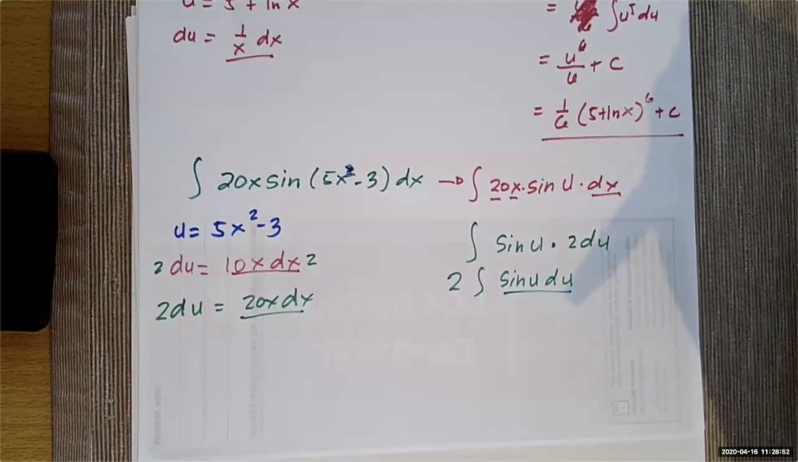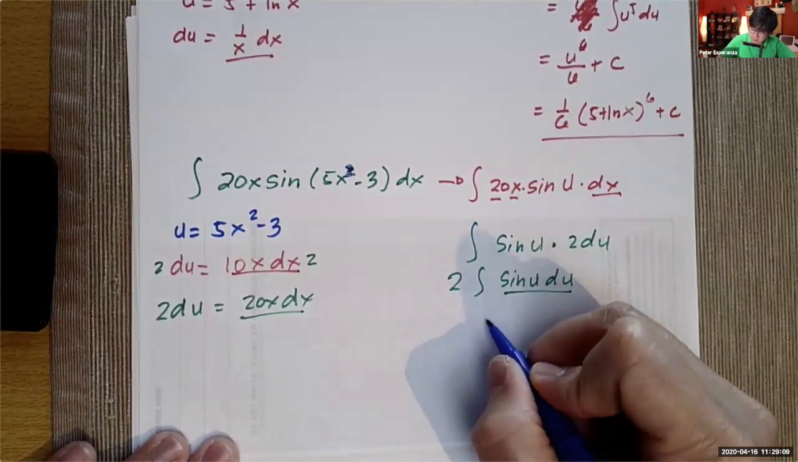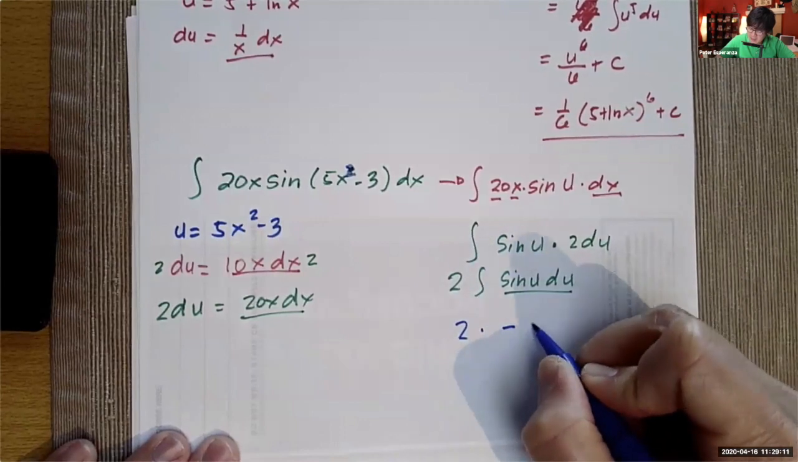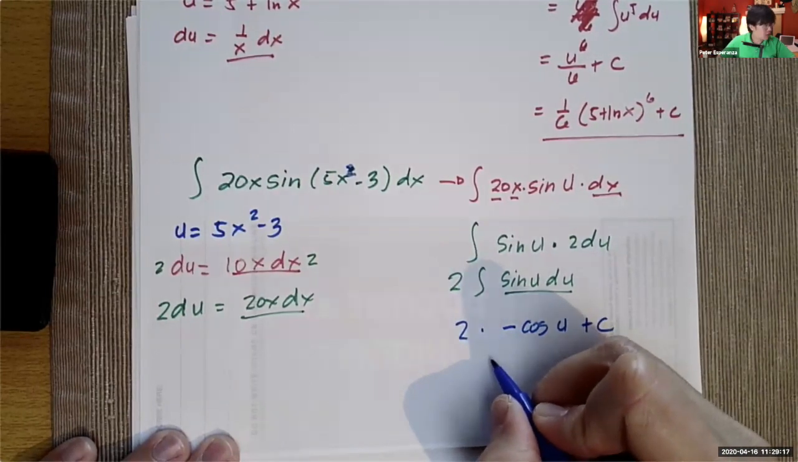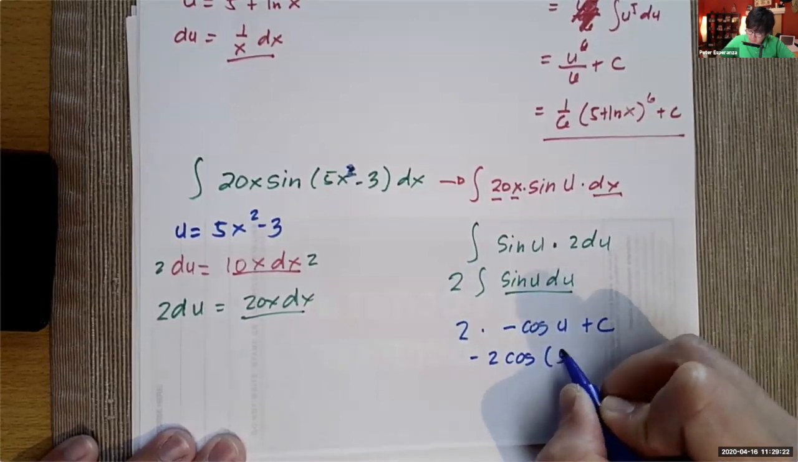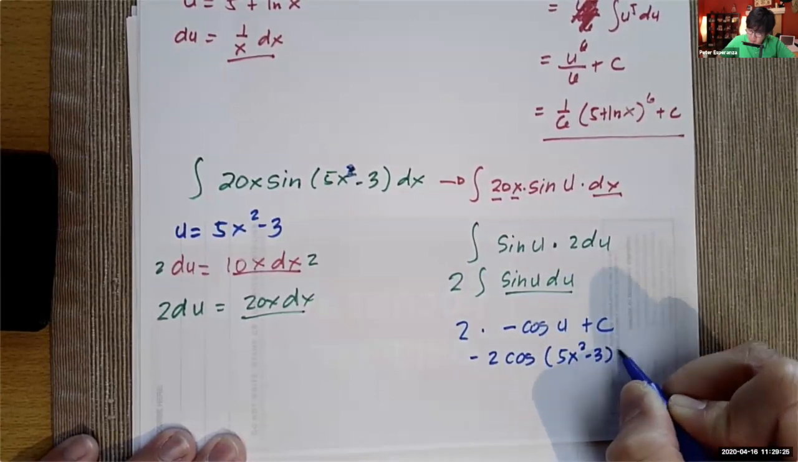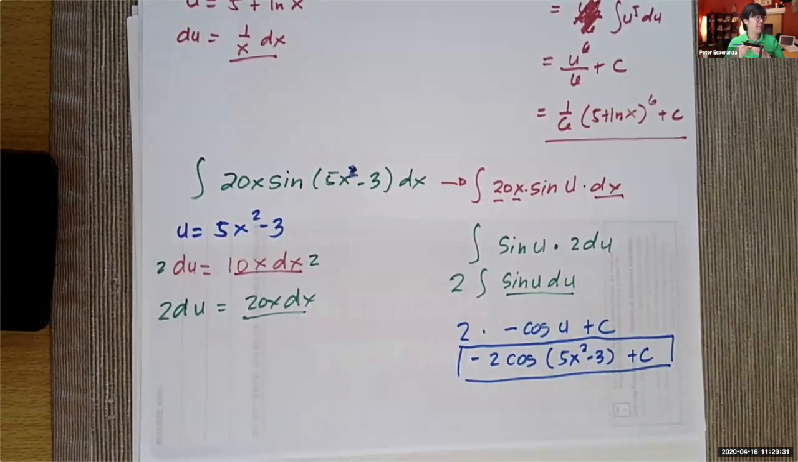It's negative, right? That's why I said Rebecca almost got it, because her answer is correct, but the sign is not correct. So that is important in calculus. Make sure that you know which one is negative and which one is positive, because in derivative and antiderivative, it switches. So this one should be 2 times negative cosine u plus c, right? So I'll have negative 2 cosine 5x squared minus 3 plus c. And that is the answer I'm looking for.